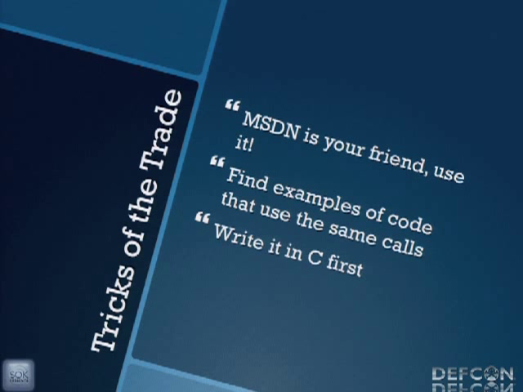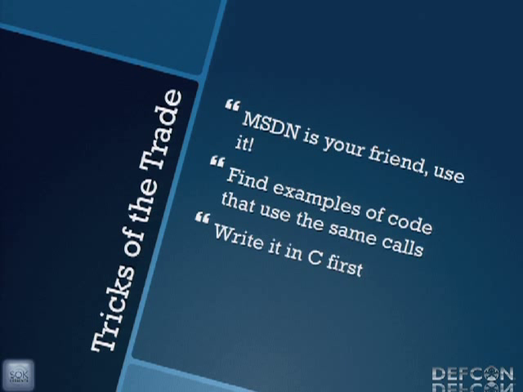So, tricks of the trade. These are just the things that I've found exceptionally useful for learning to do Railgun. MSDN is your friend. I don't know how many people do Windows API programming or spend time on MSDN, but it gives you all the information you need right there. It will give you function definitions. It'll give you examples. So use MSDN, find examples of the code in C, and whatever you're trying to do, write it in C first.